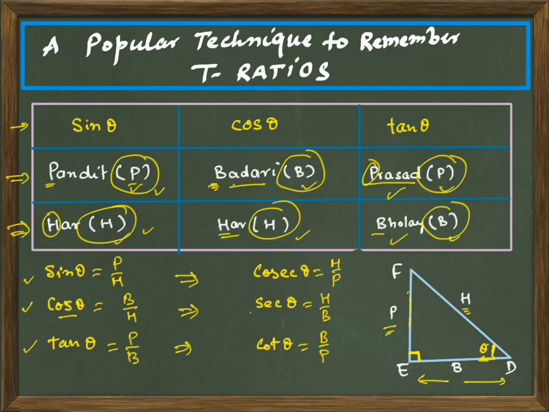So that means sin theta is P by H, where P is the perpendicular and H is the hypotenuse. Cos theta is B by H, B means base by hypotenuse. Tan theta is P by B, which is perpendicular by base. So on the basis of sin theta, cos theta, tan theta, we have written that cosec theta is the reverse of sin theta, sec theta is the reverse of cos theta, and cot theta is the reverse of tan theta.